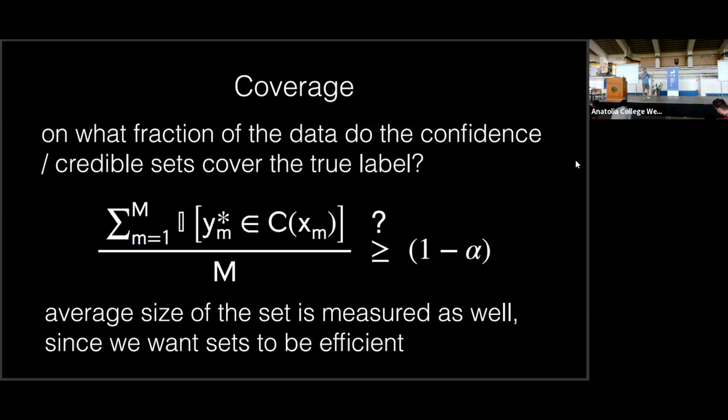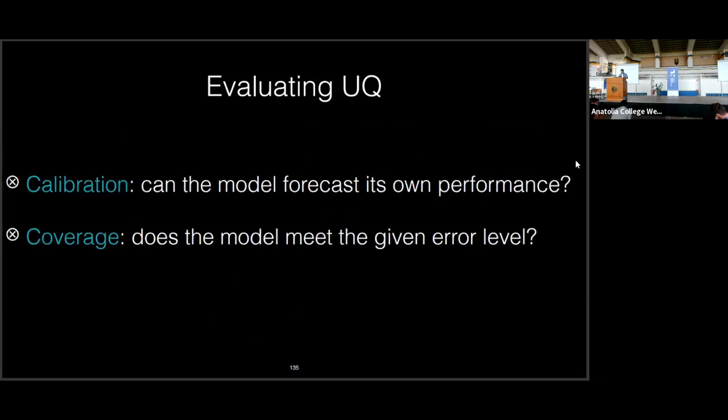It doesn't help if a doctor wants the uncertainty set for a patient's prediction and you return, you know, 1,000 or 2,000 different diseases. That's not very helpful to the doctor. They want a small set of maybe 10 or fewer diseases. Okay, so those were the two evaluation techniques that you should check out if you're applying these techniques.